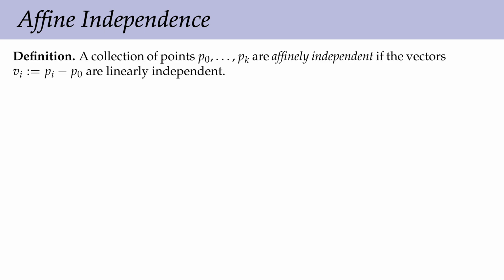A closely related idea is the idea of not linear independence, but affine independence. So what does this mean? Perhaps less familiar. Well, a collection of points rather than vectors, p0 through pk, are affinely independent if the vectors vi, defined as pi minus p0, are linearly independent. Right? So I'm going to use linear independence to define affine independence.